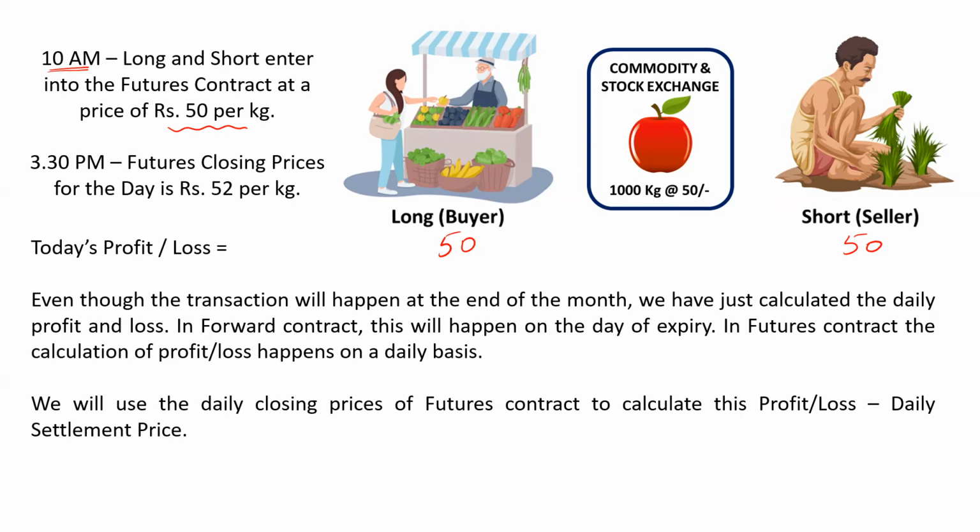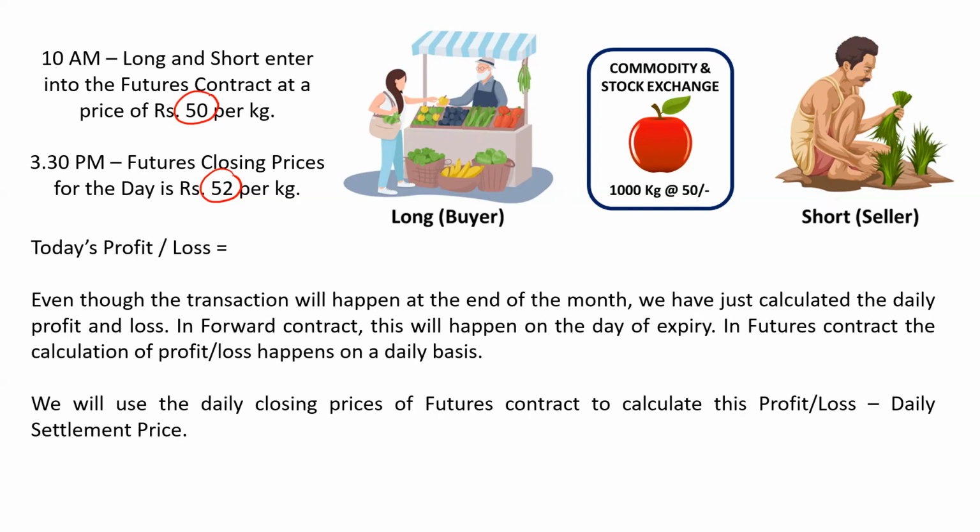Now we have reached 3:30 p.m. This is the time at which the exchange is going to close. So the exchange closes at 3:30 p.m. The closing price at 3:30 p.m. was reported as 52 rupees per kg. So what we are going to do is compare the contract price of 50, the time when we entered into the contract, the price was 50, and the closing price on that particular day is 52. So this is the price at which we entered into the contract, and this is the closing price.